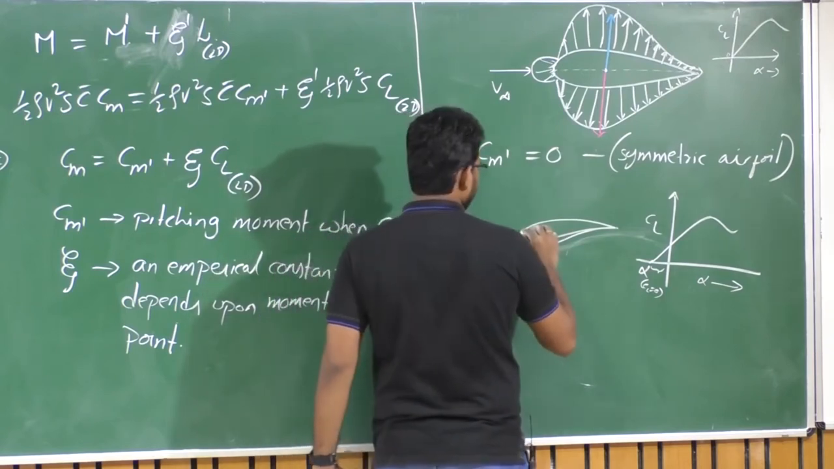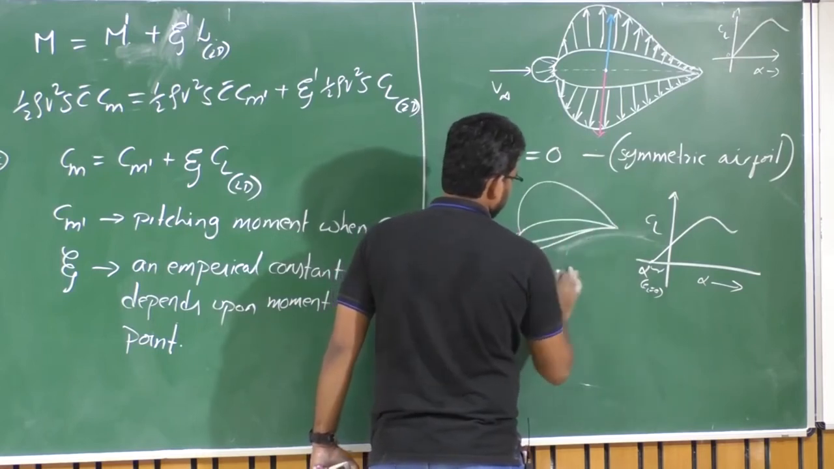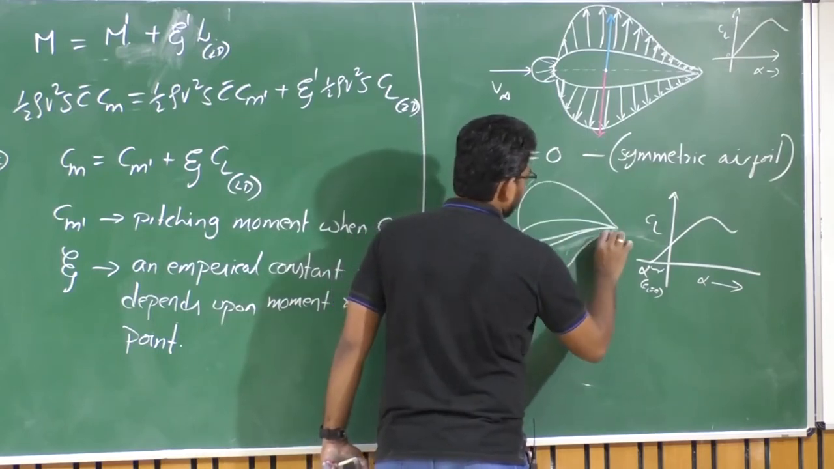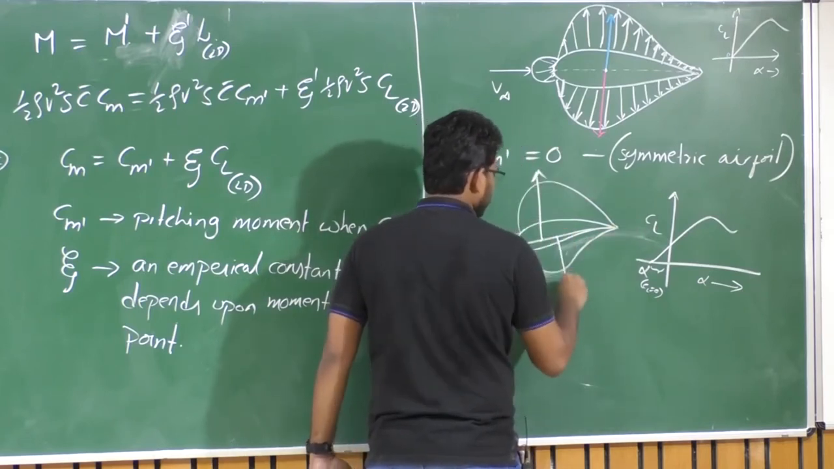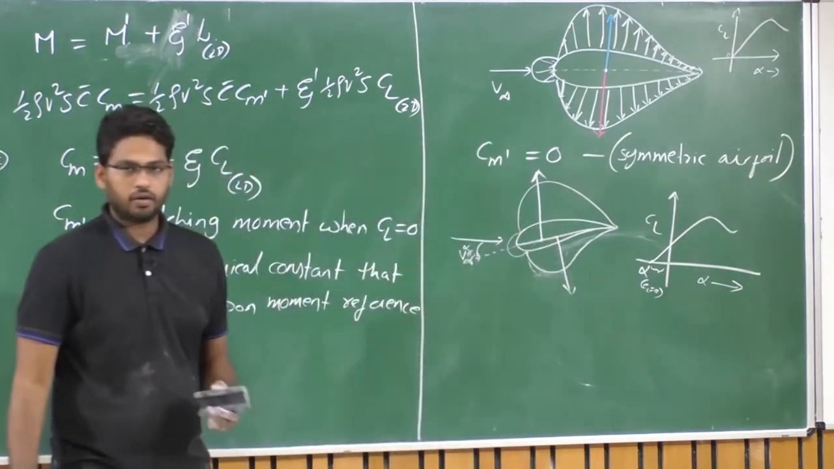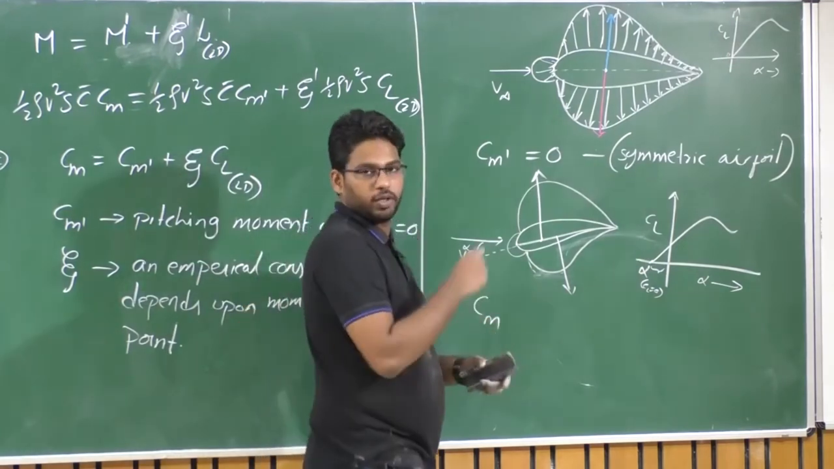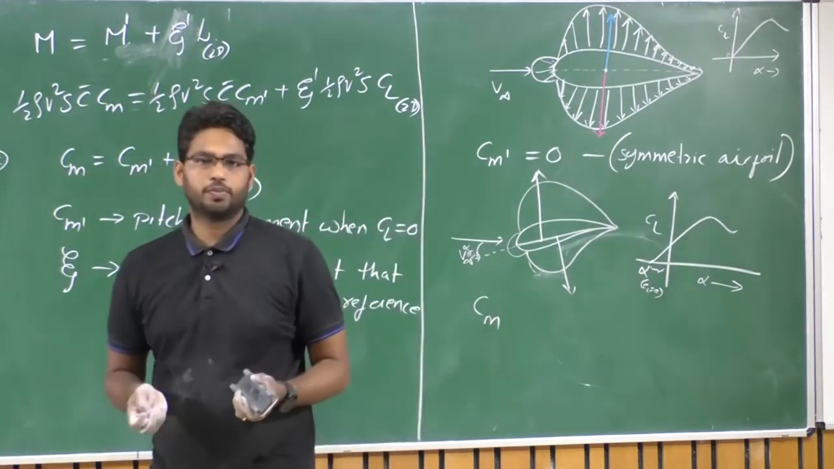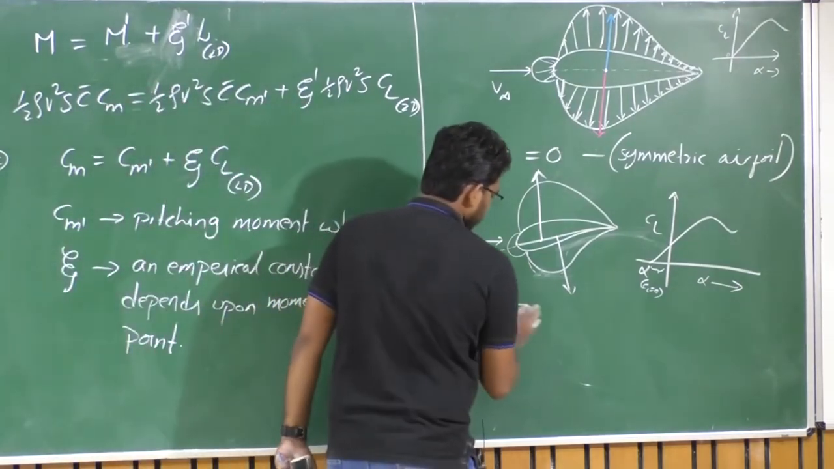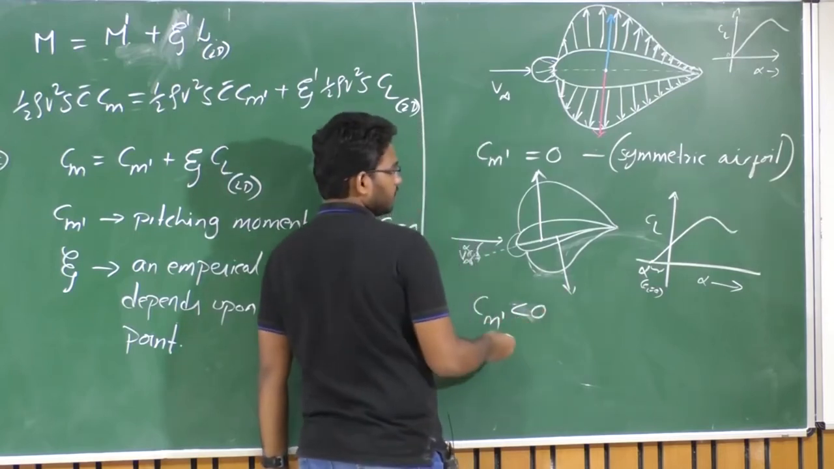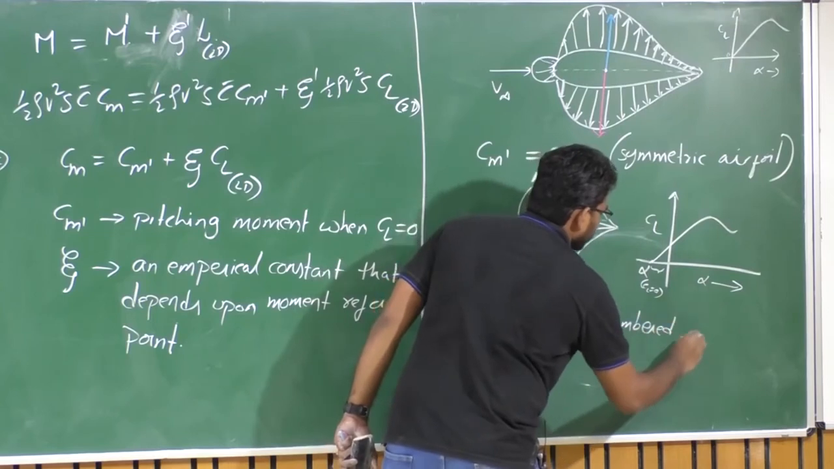Though the pressure distribution on the top and bottom are equal in magnitude, they may not be acting at the same point. They may be acting at an offset point. So for a cambered aerofoil, because of this there is a pure couple, which is independent of the moment reference point here. It is like a pure couple. So it is generally less than zero for a positively cambered aerofoil.